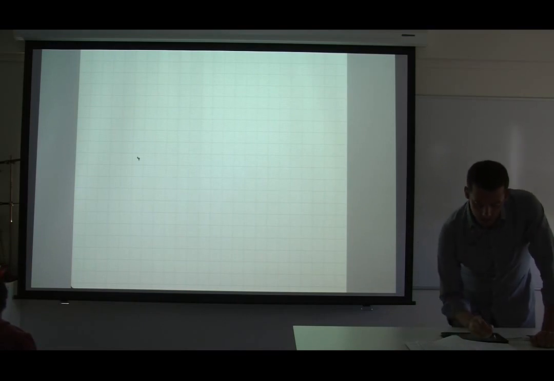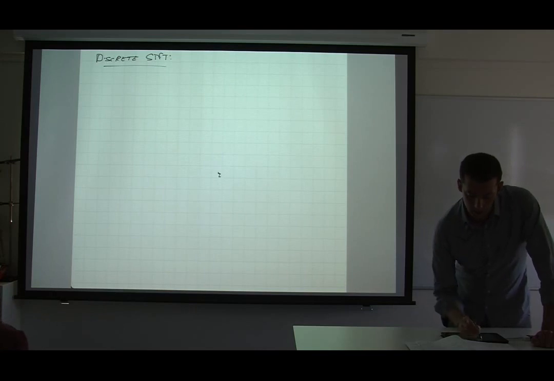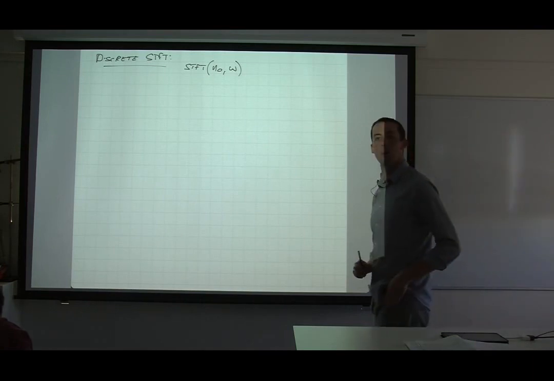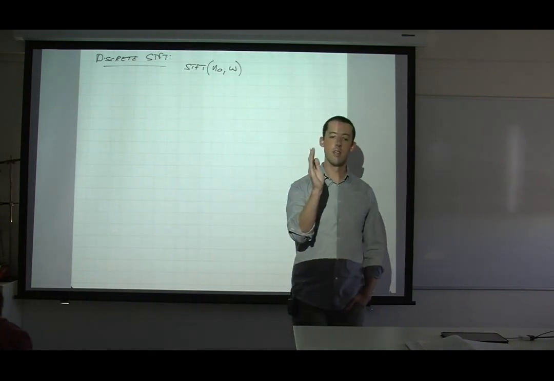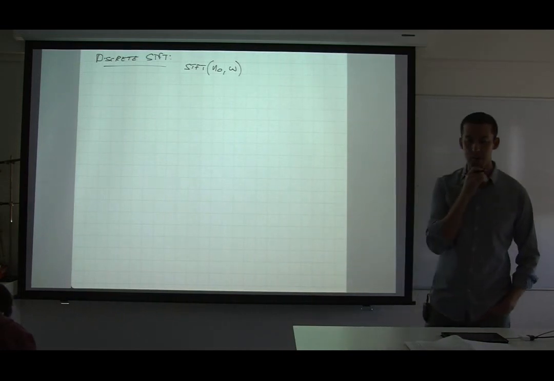So let's look at this discrete time short time Fourier transform. So rather than T0 now, I'll be interested in what's happening at some sample index n0. So I have samples of a signal, and I stop at the sample n equal to n0, and I want to see what the spectrum looks like at that particular point in time.